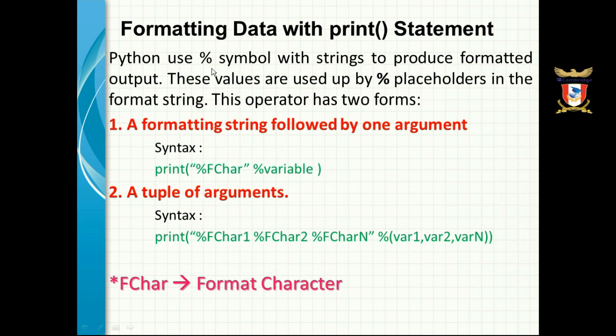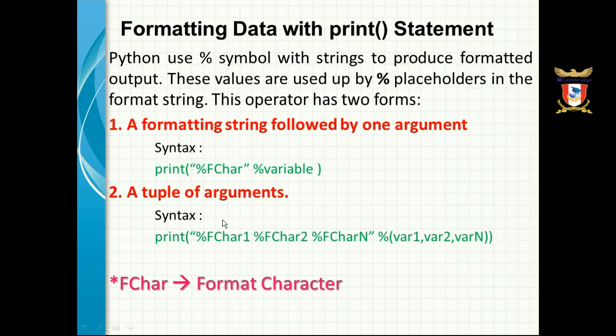Next we will discuss formatting data with the print statement. Python uses the percentage symbol with a string to produce formatted output. That means we can use a percentage symbol as a placeholder with a format character to produce formatted output. This operator has two different forms: a formatting string followed by one argument, or a tuple of arguments. Tuple means a group of arguments. That means we can use this format character to produce formatted output with a single variable, or we can also use it with multiple variables.